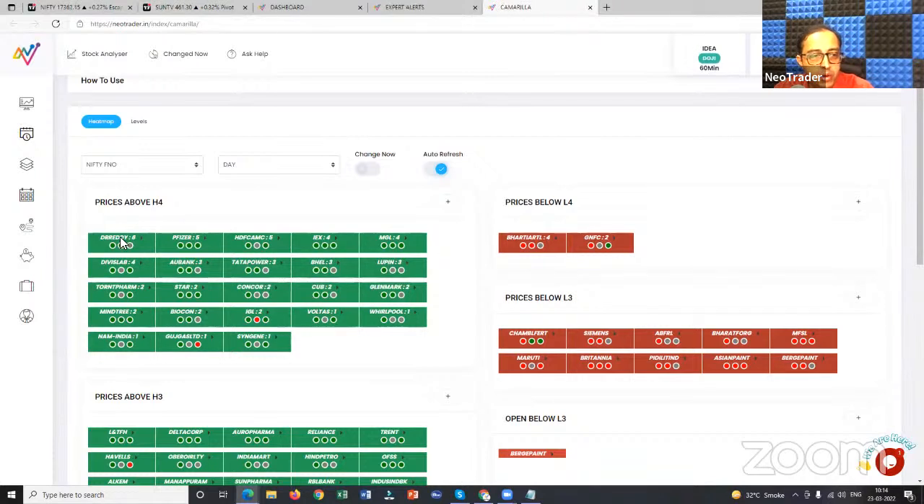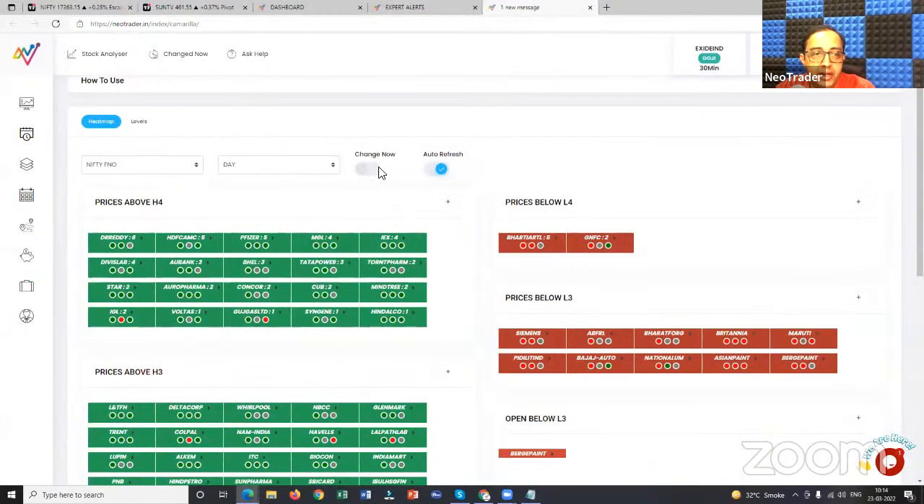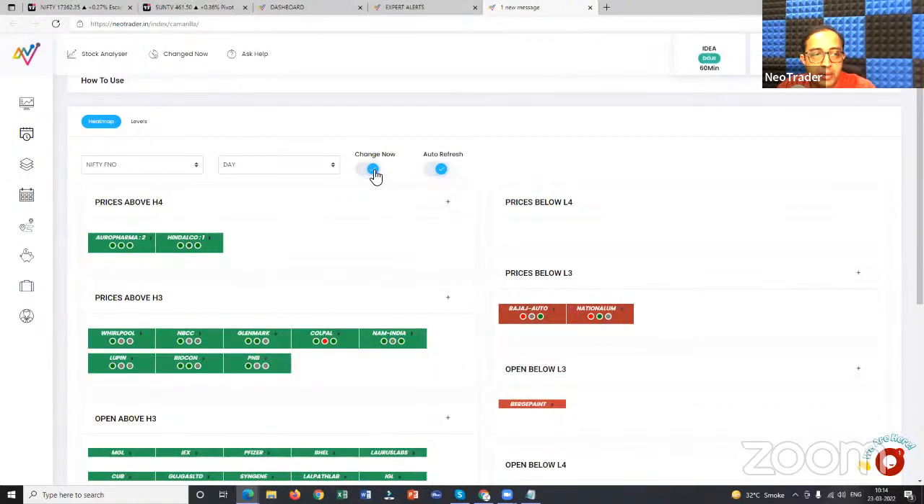Now how do we select from this basket, right? That is always a question with many of us. How do we select from this basket? What you can see here is that NeoTrader has gone miles ahead in enabling your Camarilla pivot reading. So now what we will do is find out what is changing now, right? We need to know what is changing now. And what are we noticing? We are noticing that there is some movement seen in Oro Pharma and Hindalco.